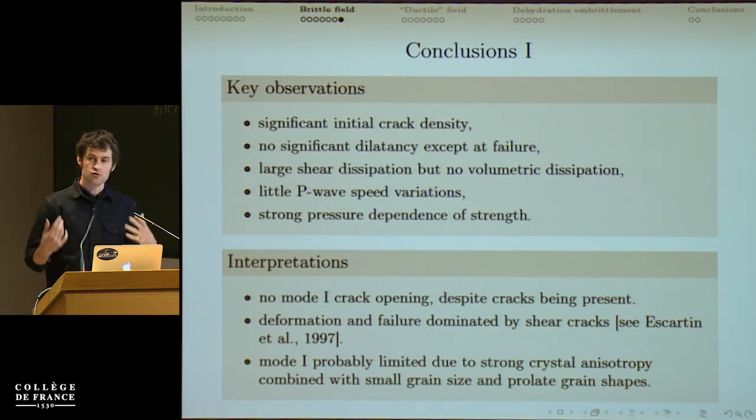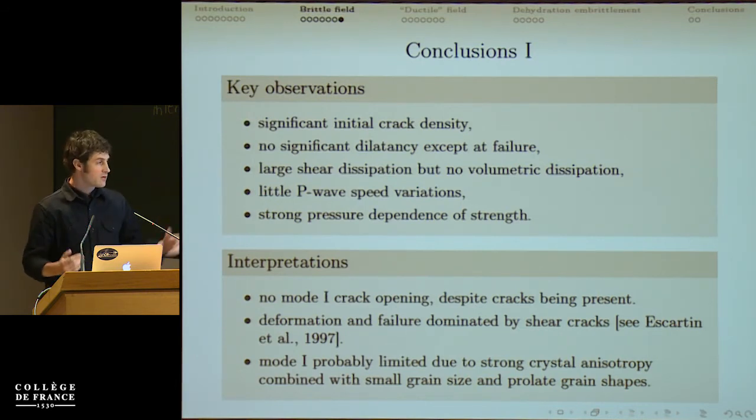If you had a more isotropic mineral, then we could easily open mode 1 cracks from the pre-existing shear flaws, but it doesn't happen here, mostly because I think cracks can only open in the O1 plane of antigorite and nowhere else, and essentially it constrains the material to avoid having any mode 1 crack opening.